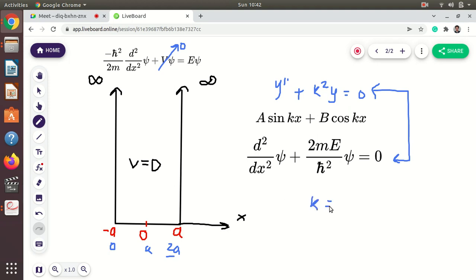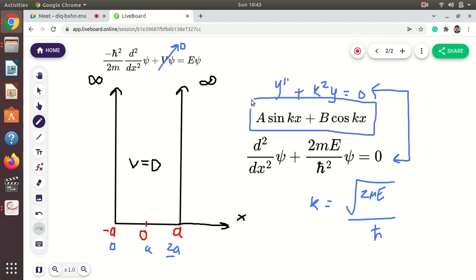k is equal to the square root of this part, right? Because this k² is equal to 2mE/ħ². So I will write this in the square root, 2mE/ħ², or I will take ħ outside the bracket. Okay, so this is my k. Up to this part, this is the same for both cases, the symmetric case as well as the asymmetric case, because we have not imposed any conditions on this. So this is my general solution.